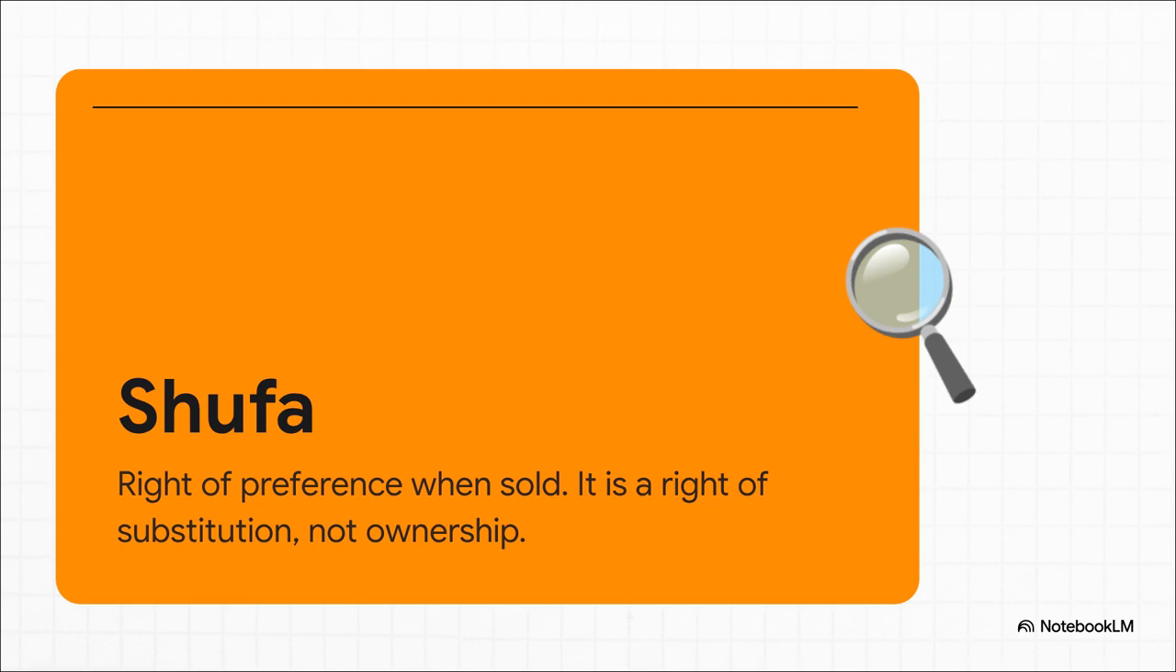Let me fiercely dissect this second sentence for you because it's absolutely crucial. Right of substitution, not ownership. This is the foundational legal mechanism of Shufa. The preemptor doesn't magically become the owner upon demanding the property. No, they simply step into the shoes of the original buyer. They substitute the buyer under the exact same terms. If you fail to write this exact phrase on your paper, you fundamentally fail to explain preemption.